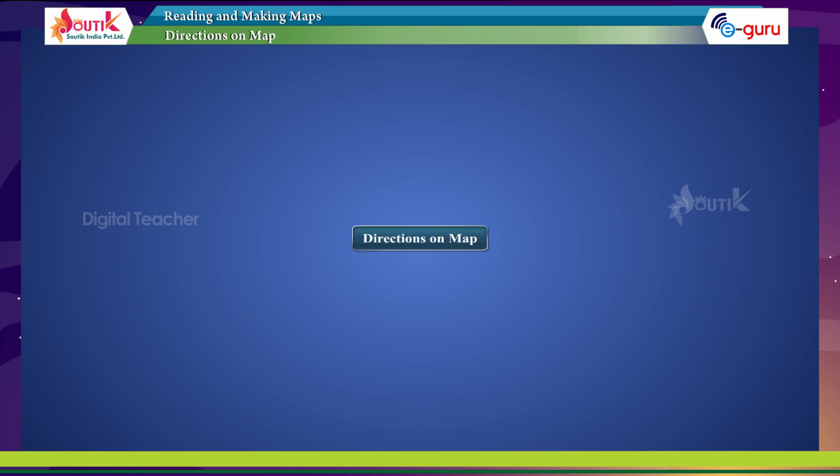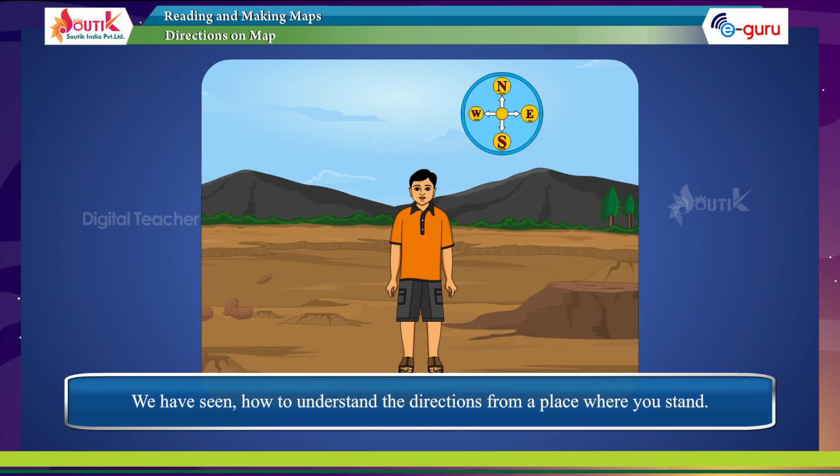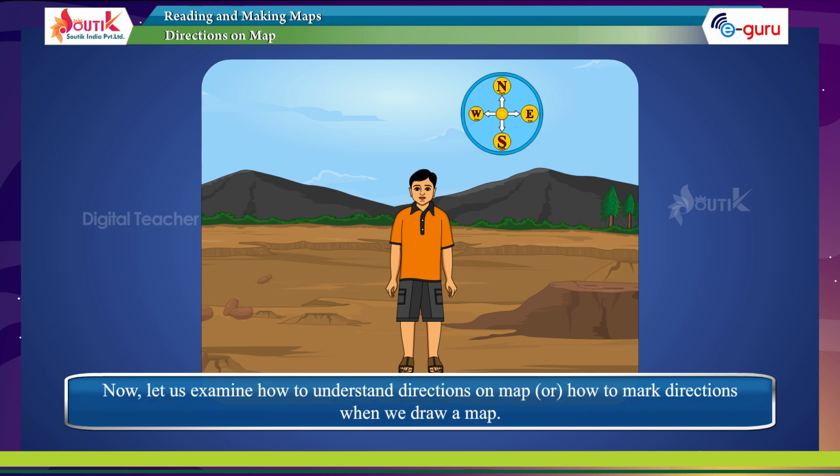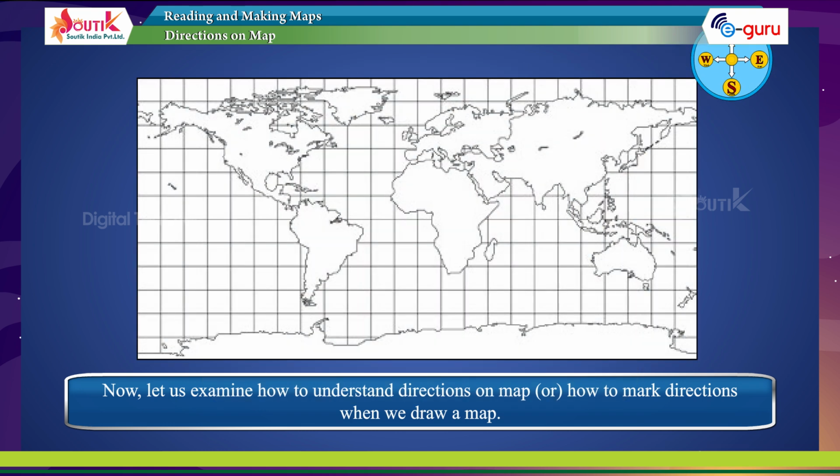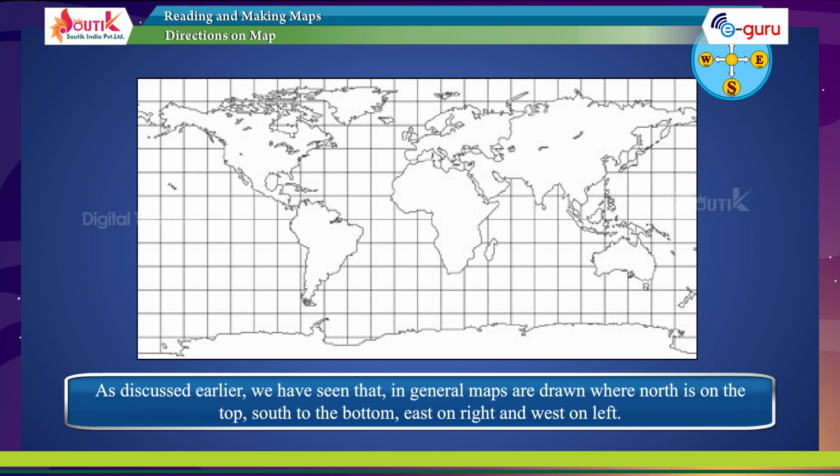Directions on map. We have seen how to understand the directions from a place where you stand. Now, let us examine how to understand directions on a map, or how to mark directions when we draw a map. As discussed earlier, in general, maps are drawn where north is on the top, south to the bottom, east on right, and west on left.